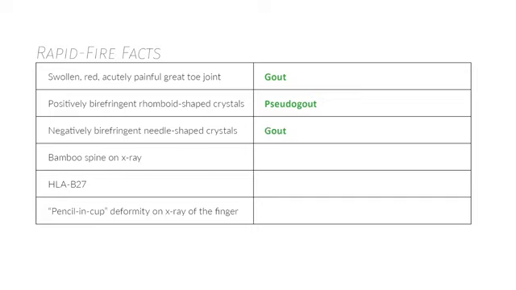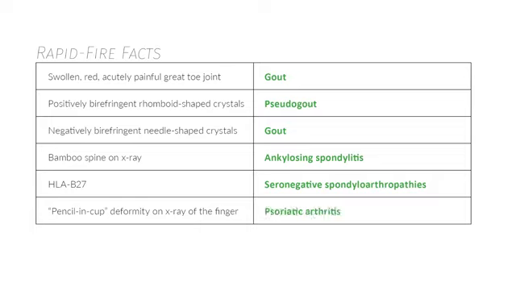Bamboo spine on X-ray is a buzzword for ankylosing spondylitis. HLA-B27 is seen mainly in the seronegative spondyloarthropathies where there's a negative rheumatoid factor. And those were psoriatic arthritis, ankylosing spondylitis, inflammatory bowel disease arthritis, and reactive arthritis. Pencil and cup deformity on X-ray of the finger is psoriatic arthritis.